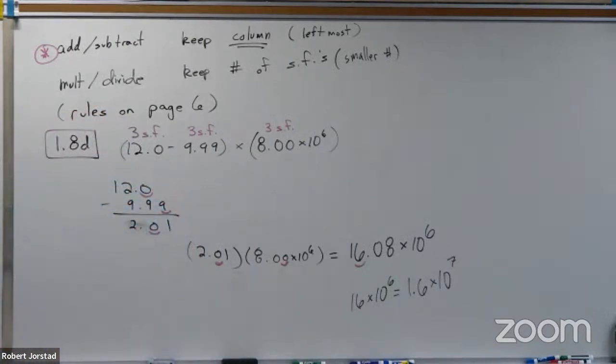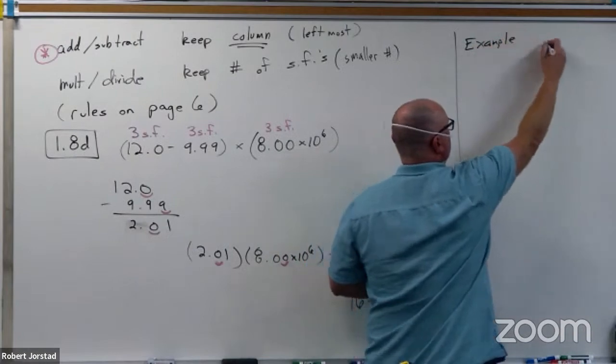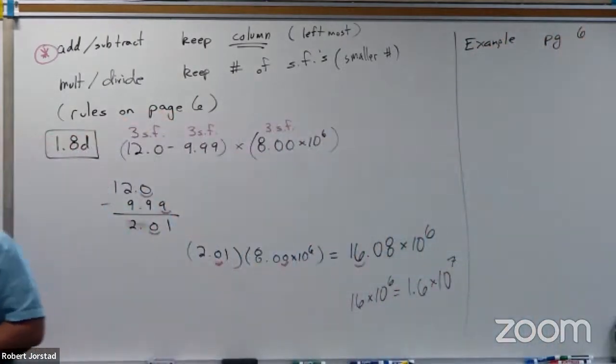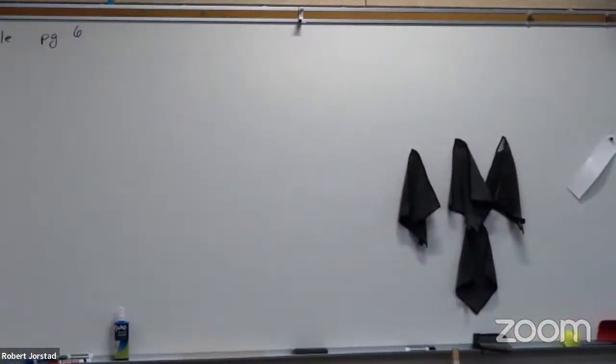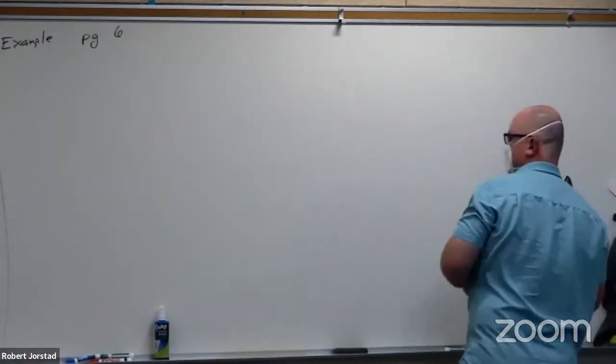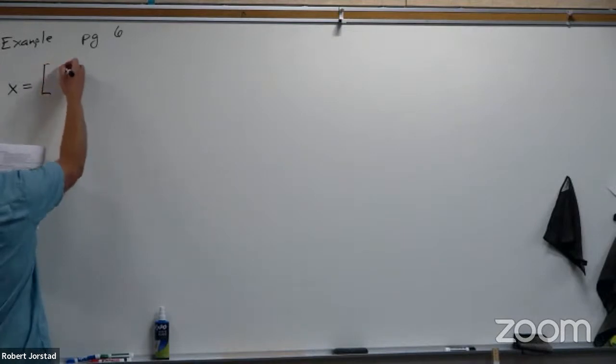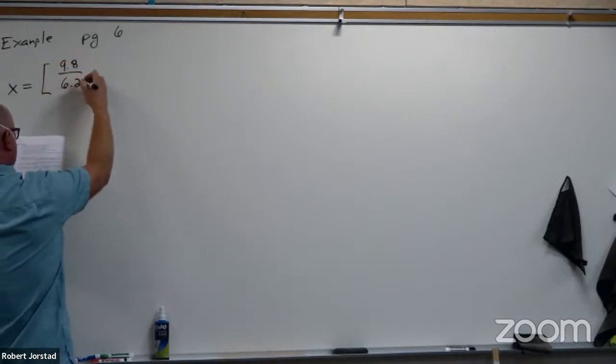Look at page 6 at the bottom. There's a problem done correctly and a problem done incorrectly. Maybe I'll even write that up on the board here. On page 6, that example, I'm going to walk you through this, even though it's there, just to make sure we understand why each step was done the way it was done. I apologize, I have to write this up.